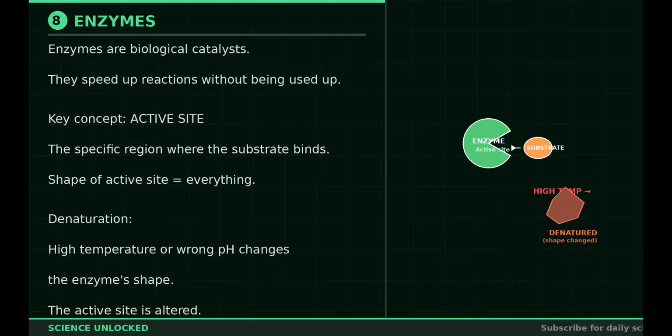Conclusion. Biology is not a collection of facts to memorize. It is a collection of processes to understand. Every structure has a function. Every function has a reason. When you understand the reason, the fact becomes impossible to forget.